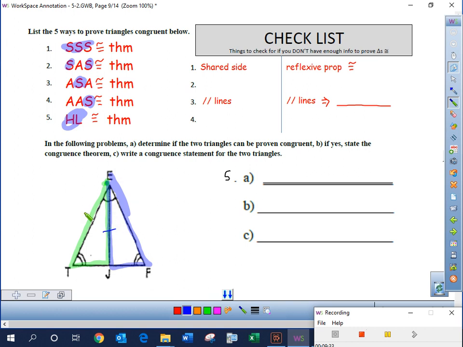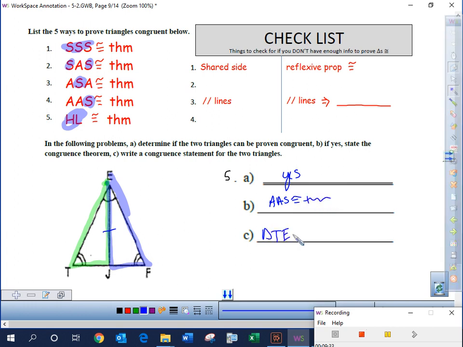Since we got a side, we can go angle, angle, side. Hey, that works. Angle, angle, side, and it went in the right order. Double, single side, double, single side. So that works. We have enough info to prove those two triangles congruent, yes, by the angle, angle, side congruence theorem. And triangle TEJ is congruent to triangle FEJ.